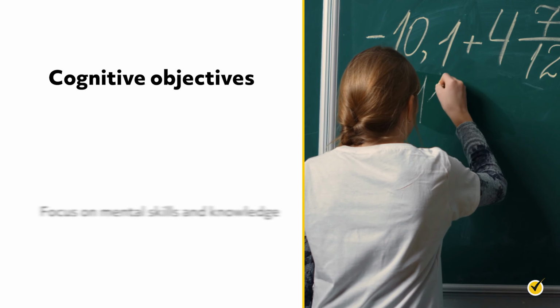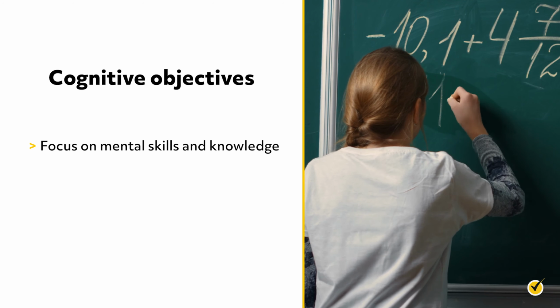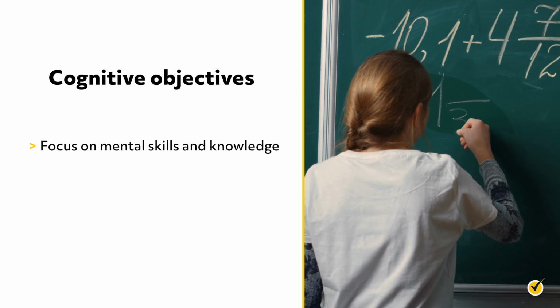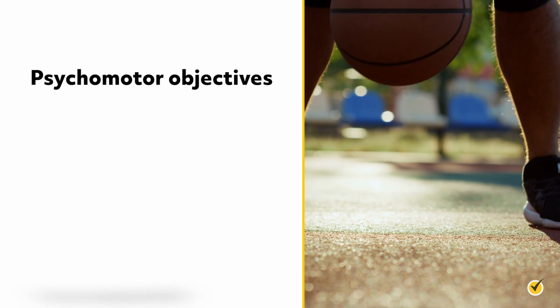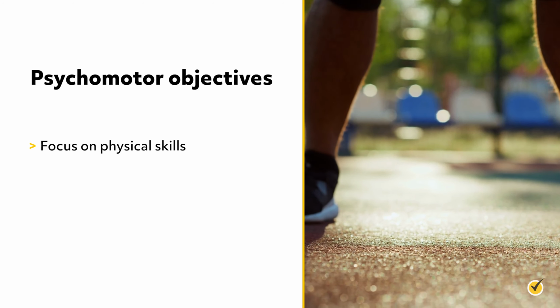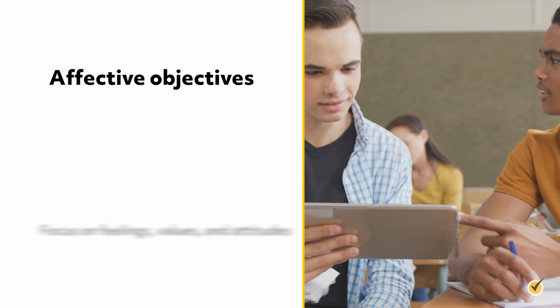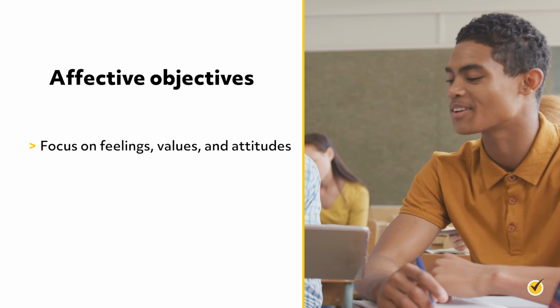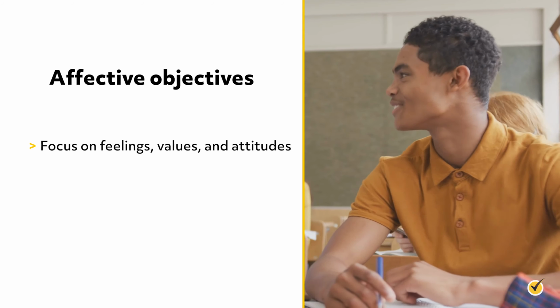Cognitive objectives focus on mental skills and knowledge, such as learning to determine the perimeter of a shape. This type of objective is common in most classrooms. Psychomotor objectives focus on physical skills, such as learning how to properly dribble a basketball. Affective objectives focus on feelings, values, and attitudes, such as learning how to receive constructive feedback without becoming offended.